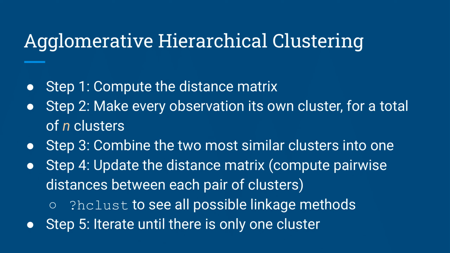Step 1. Compute the distance matrix for your dataset. Step 2. Make every observation its own cluster. Step 3. Combine the two most similar clusters, as determined by the distance matrix, into a new cluster. Now, there should be one less cluster than in the previous step. Step 4. Update the distance matrix by computing the pairwise distances between each cluster.